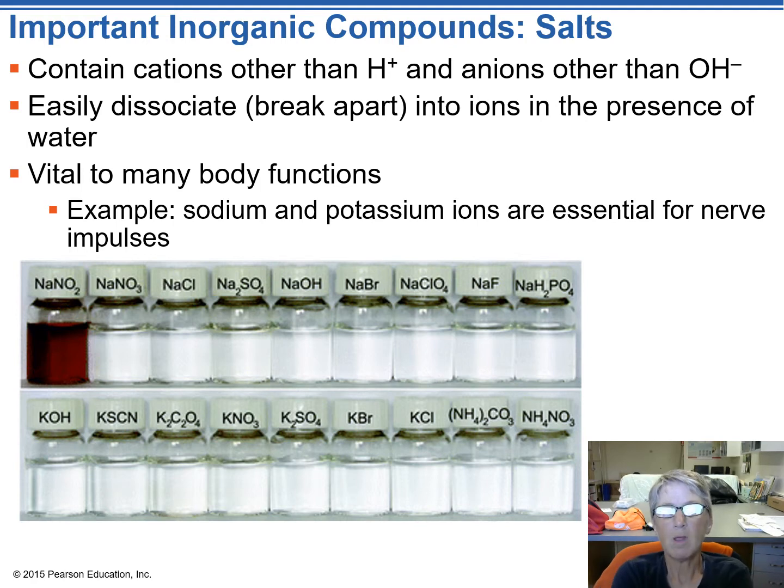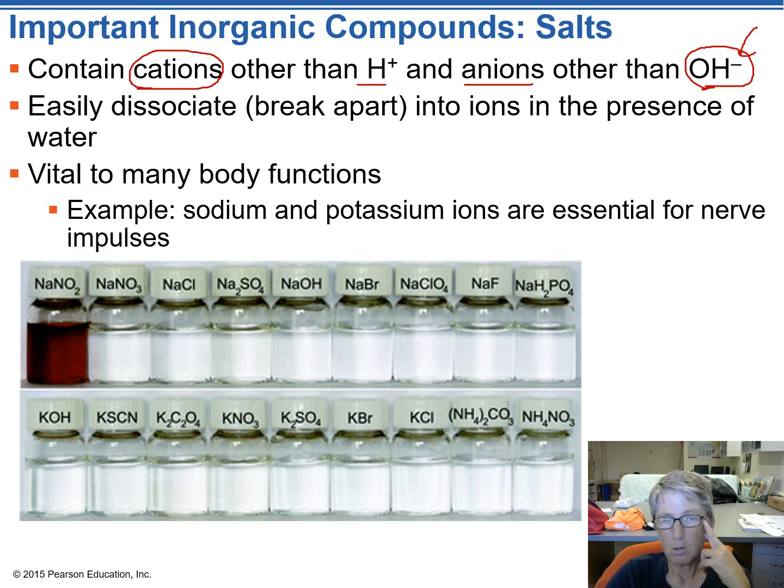Okay, so last time we talked about organic and inorganic compounds. We said that generally, if you are an inorganic compound, you do not have carbon in you. A little more definition on salts. Salts contain cations. Remember, those are positive ions. They contain cations other than hydrogen, and they contain anions other than, remember this functional group? The hydroxyl functional group, or hydroxide ion in this case, because it has a negative charge.